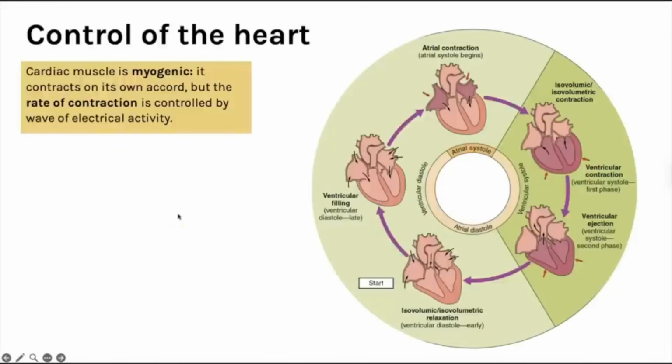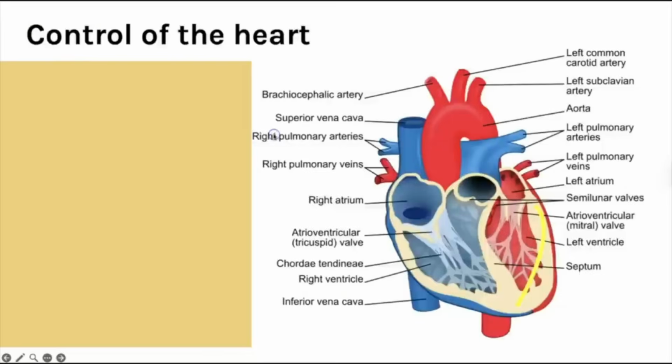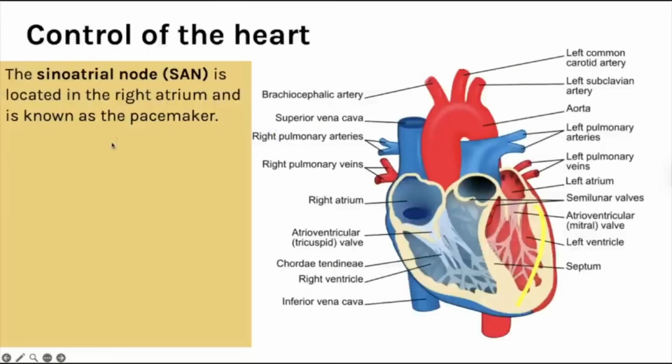Next, then we move on to the control of the heart, and cardiac muscle is myogenic, and that means it contracts of its own accord without any input from the nervous system, but the rate of contraction is controlled by the nervous system and also electricity. So that's what we're going to have a look at.